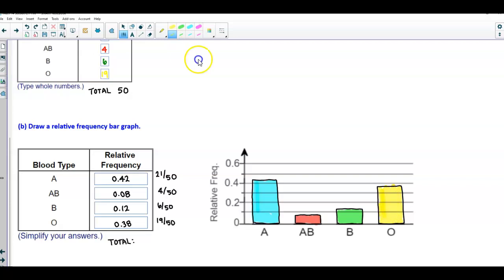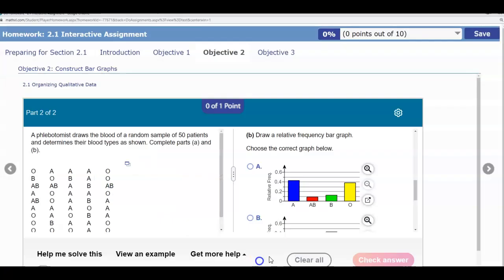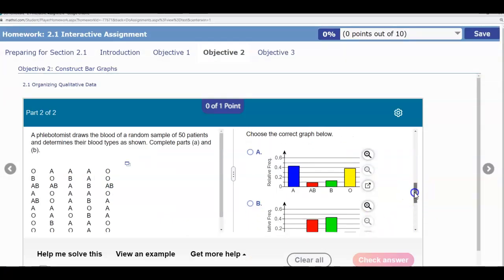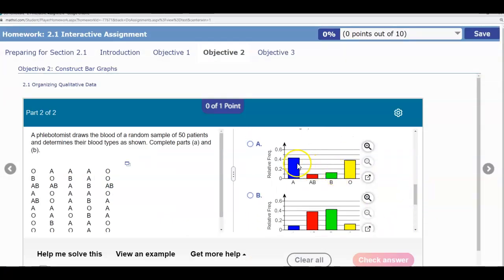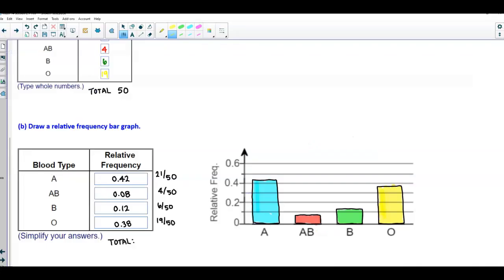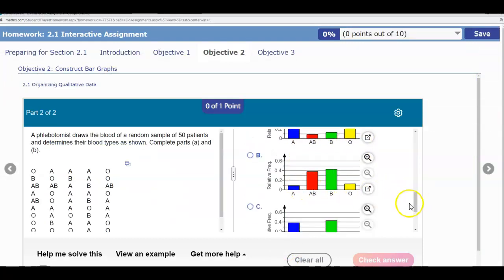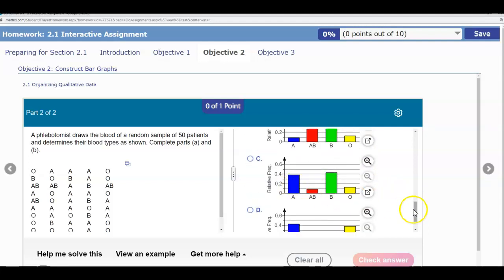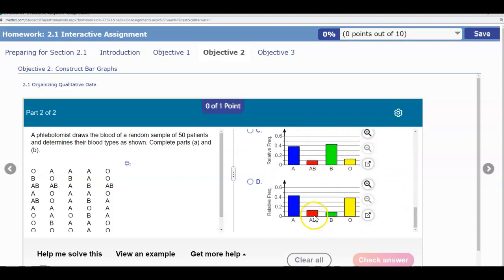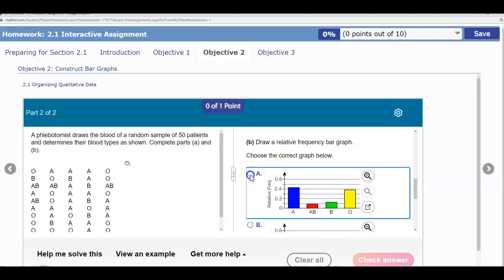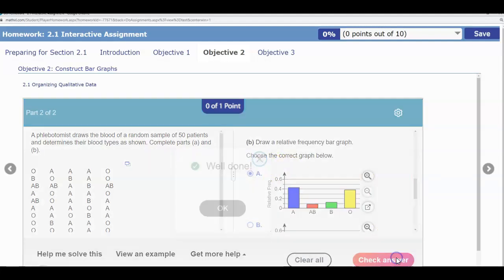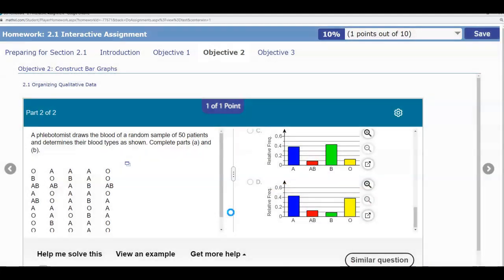And now let's find our choices. This looks like 0.42. This one's underneath there, this one's above, and this one there. So it looks like it might be A. We can eliminate B, we can eliminate C, and we can see that AB here is higher than B, so it looks like it's choice A. Let's go ahead and check our answer, and then there is our result.